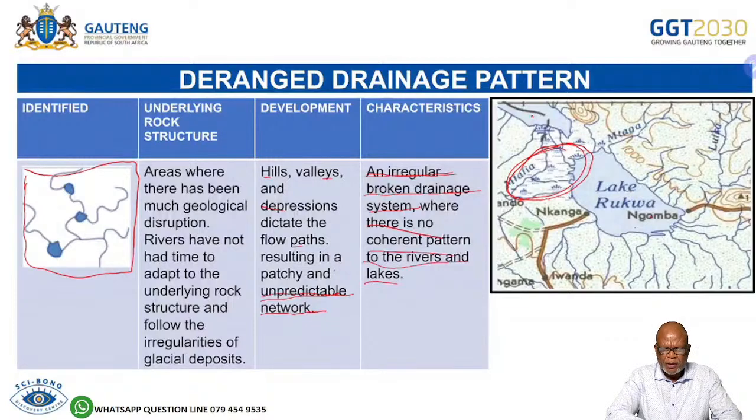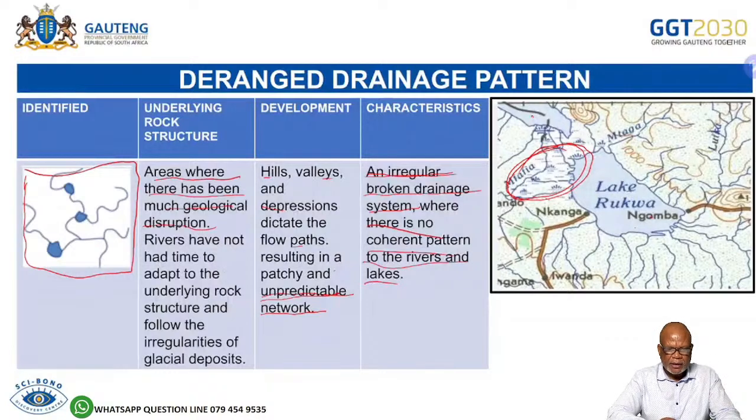Development, we said that it happens in hills, valleys and depressions which are dictating the flow, and an unpredictable network. Okay, where do we find this? Areas where there has been much geological disruption. Those disruptions can be caused by glaciation, where we have flowing snow or flowing ice. Glacier, remember, simply refers to moving ice. So it could be that particular area.